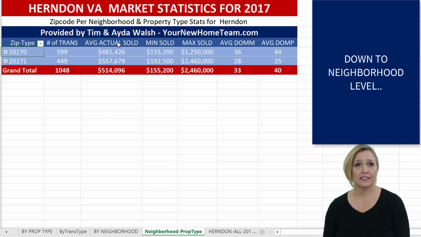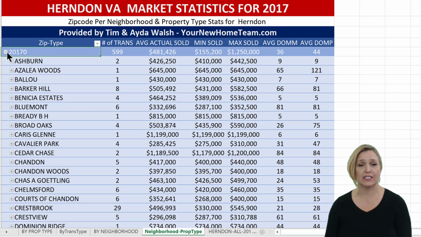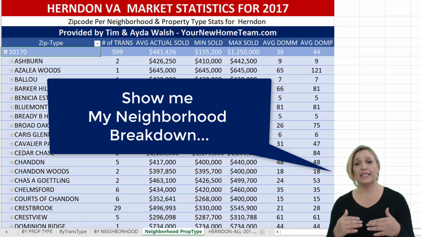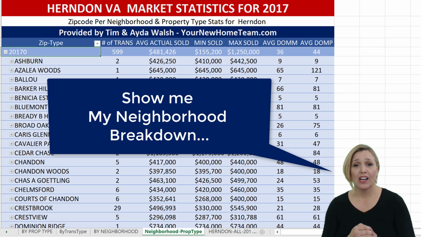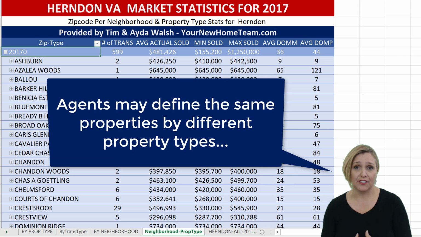By neighborhood and property type. So this is just a different way of looking at it. Again, I wanted to put this kind of information in there because some people just want to know by neighborhood. Because what happens is some agents will define the same type of property differently. So the property types, as you will see, sometimes are defined differently.